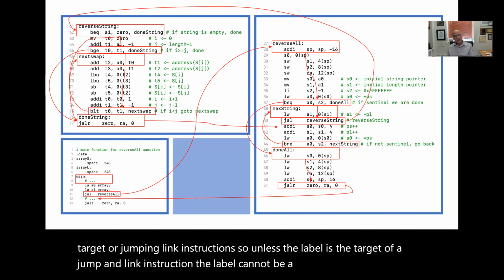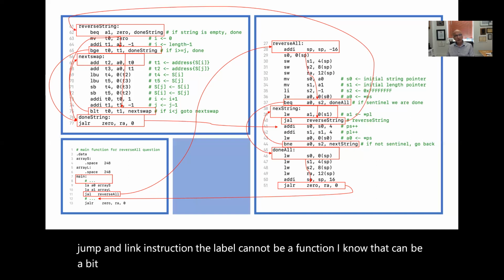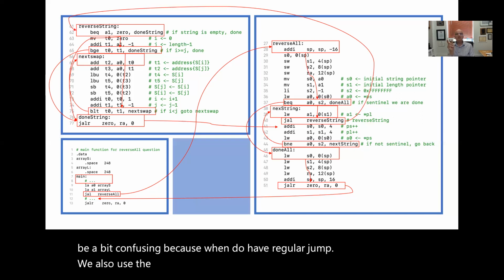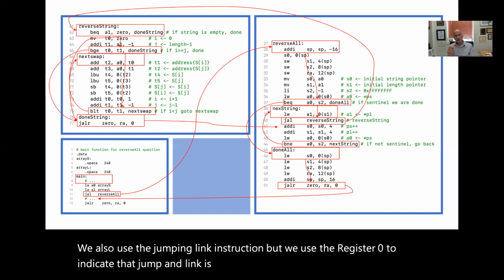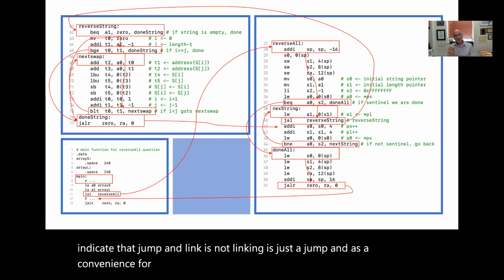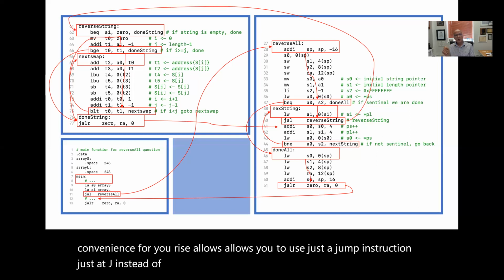I know that can be a bit confusing because when we do a regular jump, we also use the jump and link instruction, but we use the register 0 to indicate that the jump and link is not linking, it's just a jump. And as a convenience for you, RARS allows you to use just the jump instruction, just a J instead of the JAL with the 0, which makes the notation simpler.